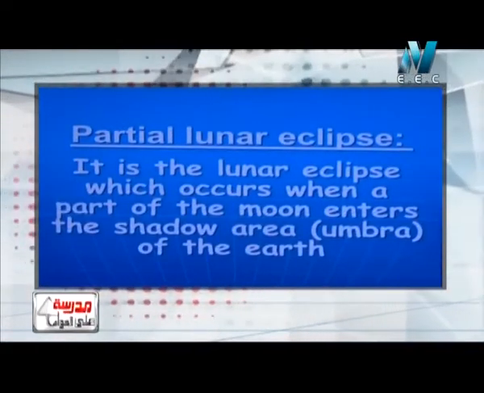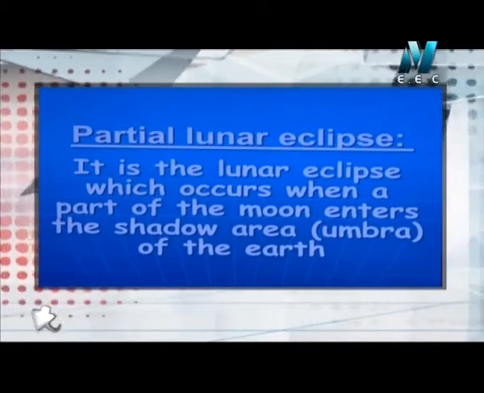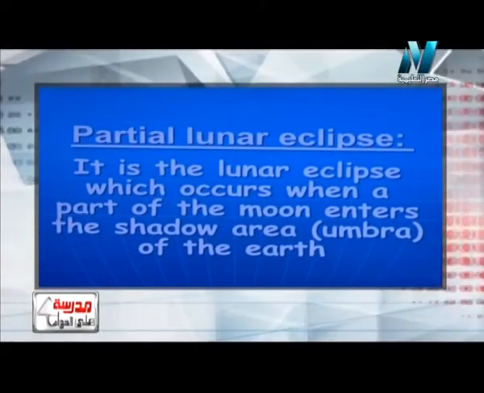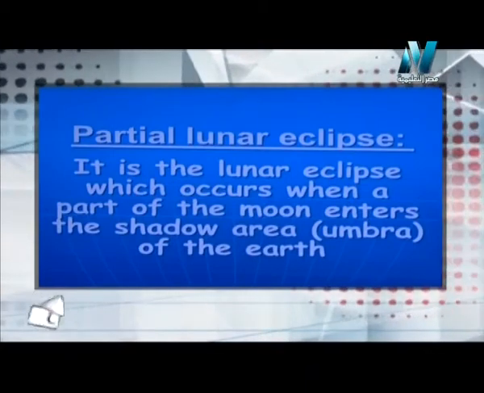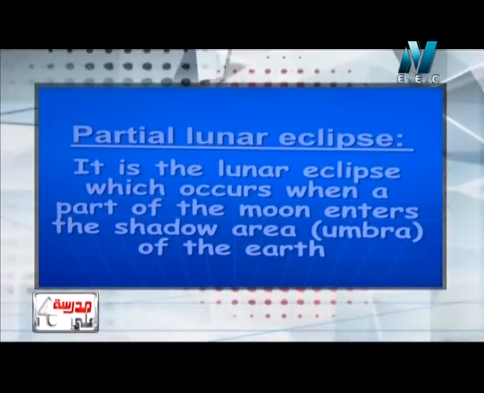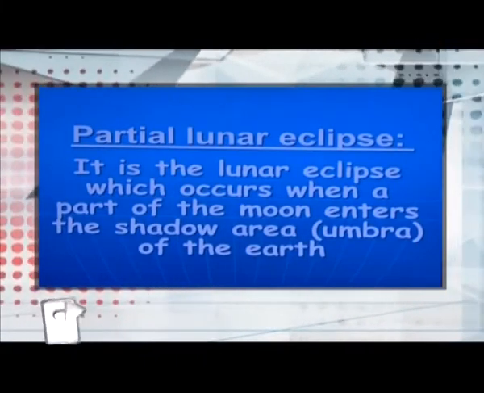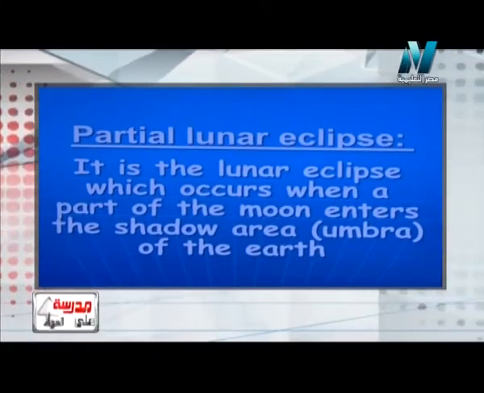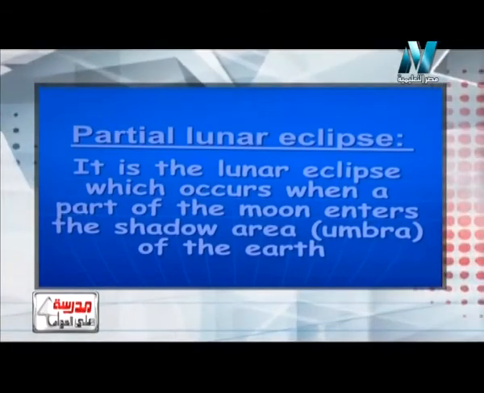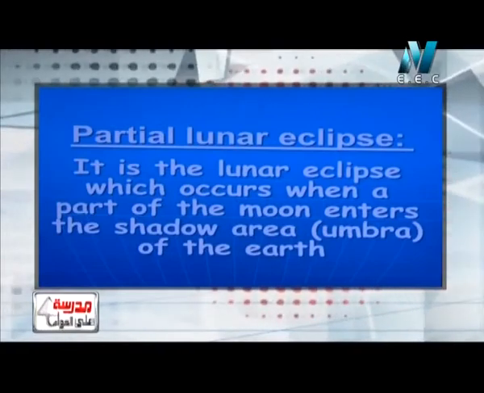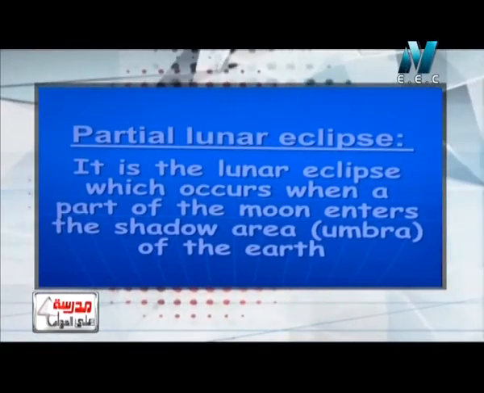So what about the partial lunar eclipse? It's a type of lunar eclipse also, but which occurs when a part of the moon enters the shadow area of the umbra of the earth and the other part enters the penumbra. Meaning a part of the moon is in the umbra and a part in the penumbra, so the moon is almost divided into two parts, and that's why we call it partial lunar eclipse, a partial not total lunar eclipse.